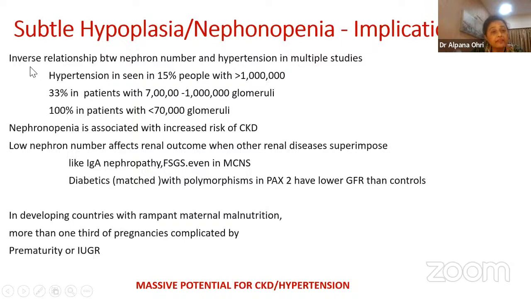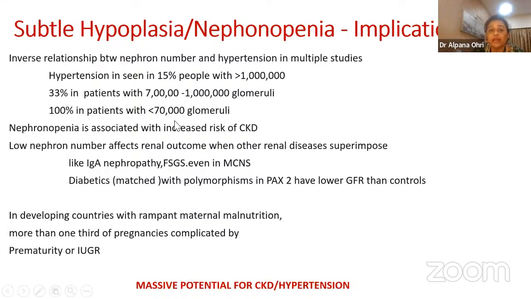We have seen that there is an inverse relationship between nephron number and hypertension in multiple studies. Hypertension is seen in 15% of people having more than 10 lakh nephrons, 33% in those having 7 lakh to 10 lakh, and 100% in those having less than 7 lakh glomeruli. Nephronopenia is associated with increased risk of CKD.